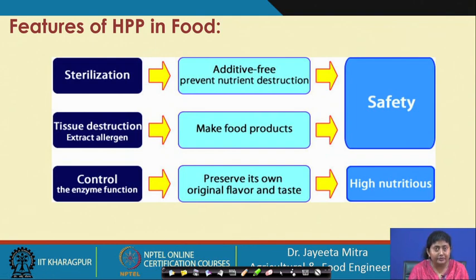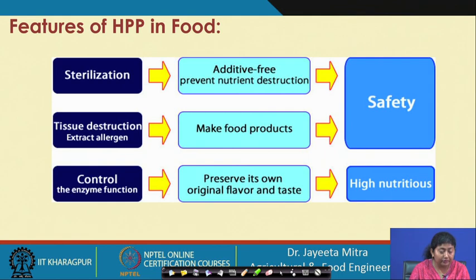HPP performs the sterilization of food without adding any additive to the food material. So, that way it is an additive free method, and it prevents nutrient destruction, because no heat treatment is applied. Also, because of tissue extraction, the extracted allergens are destroyed and make the food product safe. So, safety is the first concern that we can get by the HPP treatment.